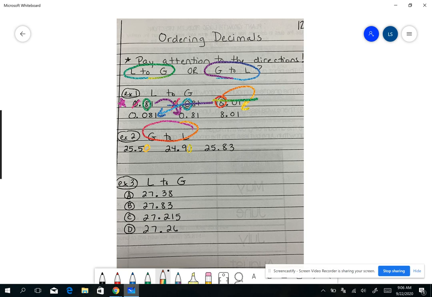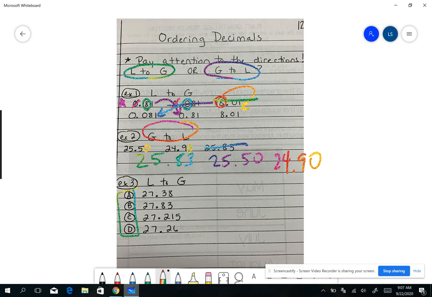The biggest amount of money would be $25.83. The next biggest would be $25.50. And then the least would be $24.90. Here's another example, example number 3. Sometimes you're going to see them where they have these letter choices, all right?